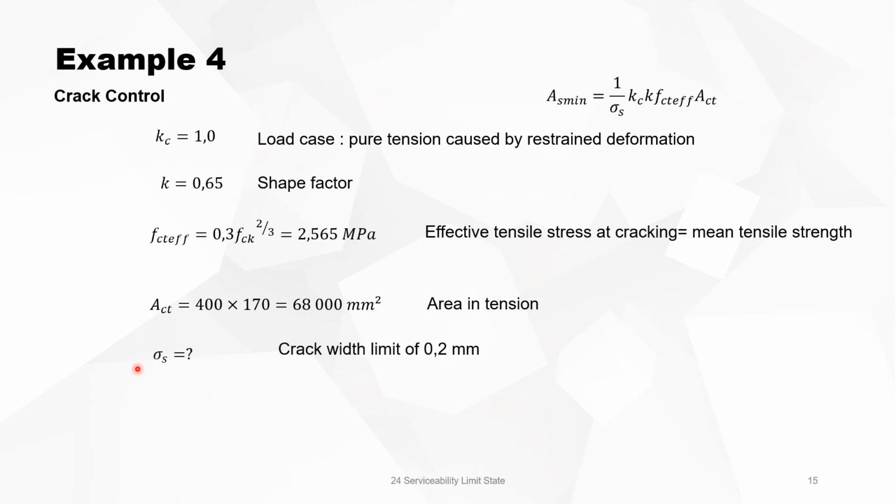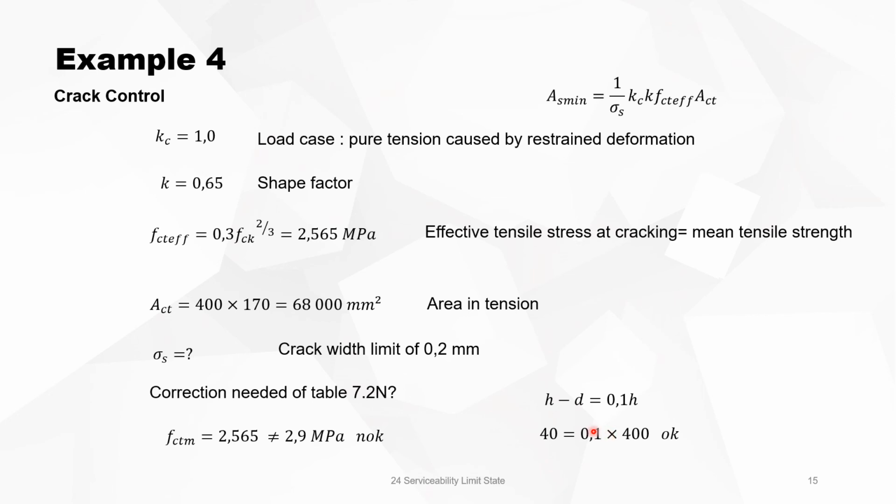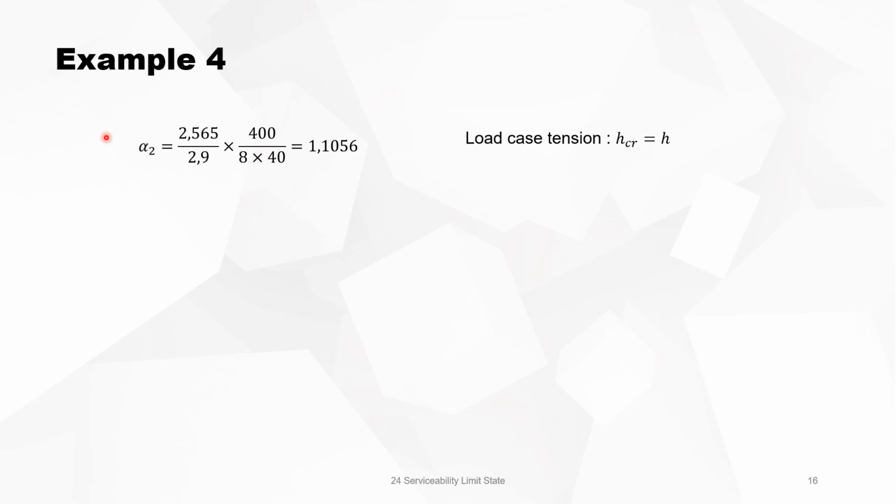And sigma s, well, for sigma s, we have a crack width limitation of 0.2 millimeters. We check if the table should be adapted, and we see for h minus d equals 0.1 h, so that's okay. But fctm is not equal to 2.9 because the concrete grade is C25 instead of C30/37. So we have to adapt this table 7.2N. What we now do is we calculate the correction factor. It's a correction factor for load case tension, and it's 1.1.